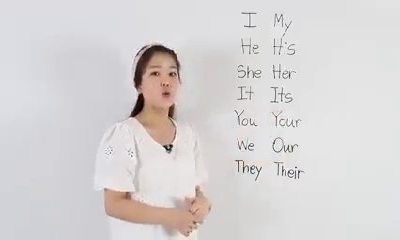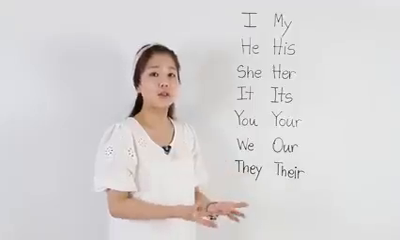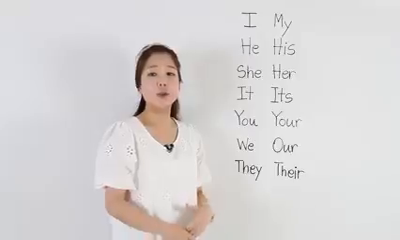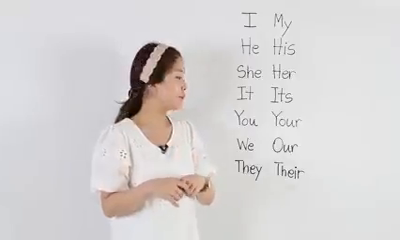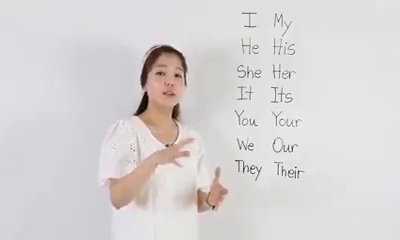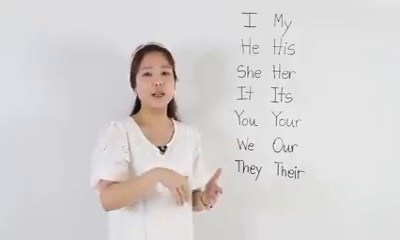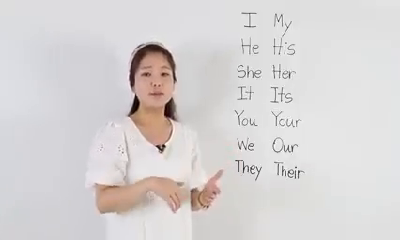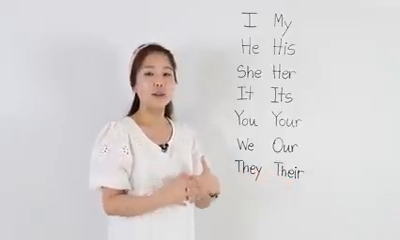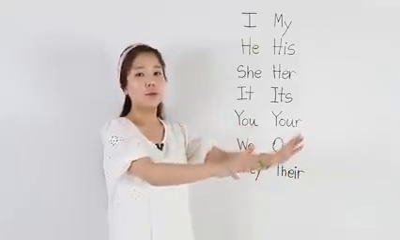We use its to show that something belongs to an animal. We use your to show that something belongs to you. Our means that something belongs to me and you, or me and somebody else, or me and other people. And last, we use their to show that something belongs to many people. Not me, but many people.